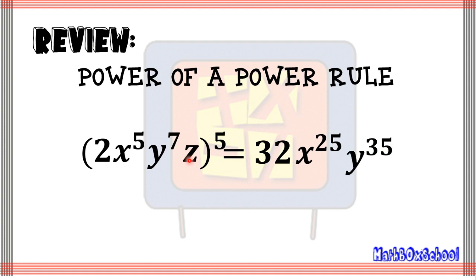And then lastly, z raised to, diba pag walang nakalagay na exponent, that is 1. So the exponent of z here is 1. So z raised to 1 raised to 5. So just multiply 1 by 5. That is z raised to 5. So the answer will be 32, x raised to 25, y raised to 35, z raised to 5.